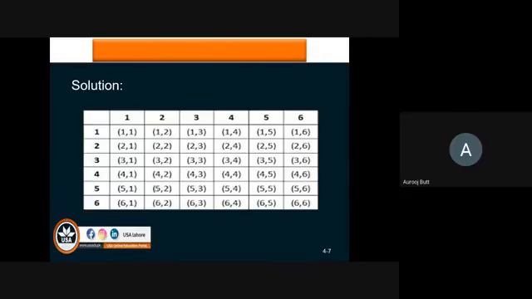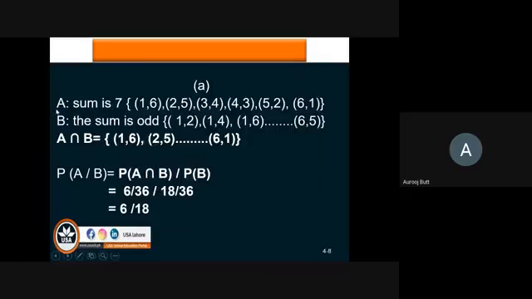So simply define the events. That is your first step. Event A is defined as the sum is 7, and event B is defined as the sum is odd. The sum is 7 means you add both and the sum is 7: 1 plus 6 is 7, 2 plus 5 is equal to 7, 3 plus 4 is equal to 7, up till 6 plus 1 is equal to 7. So you need to enlist the sample points that will result in the sum of 7.